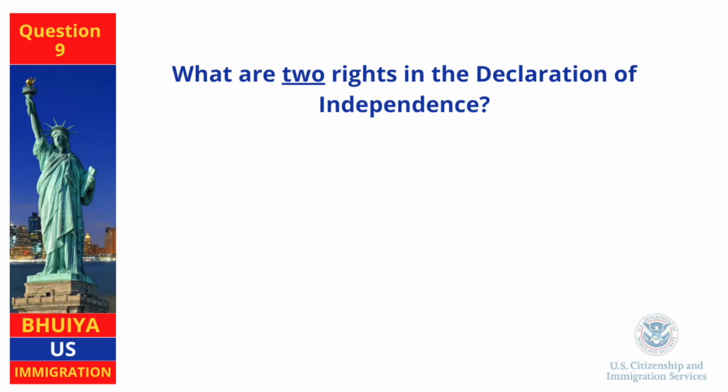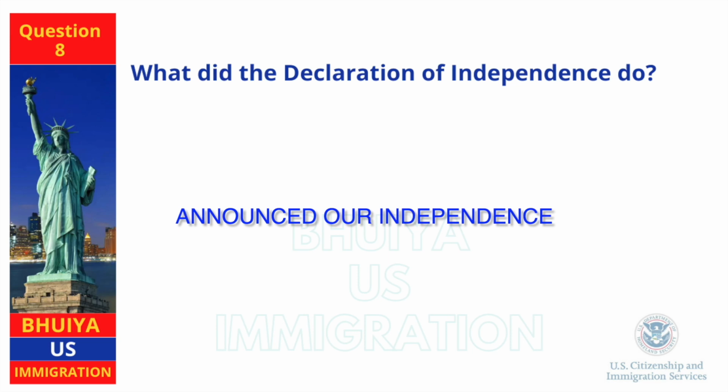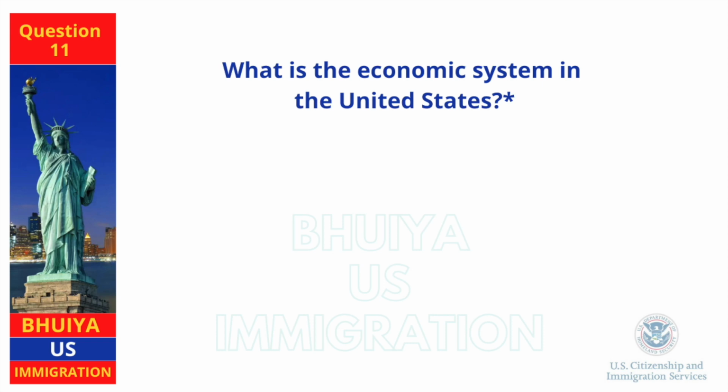What are two rights in the Declaration of Independence? Life, liberty. What did the Declaration of Independence do? Announced our independence. What is the economic system in the United States? Market economy.